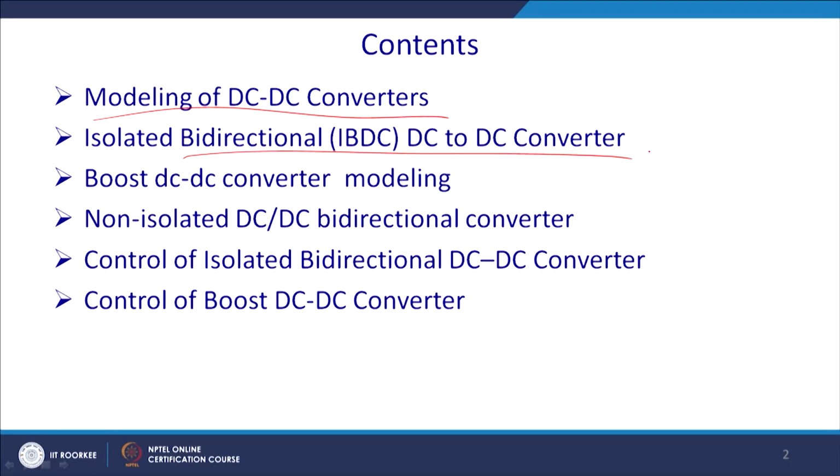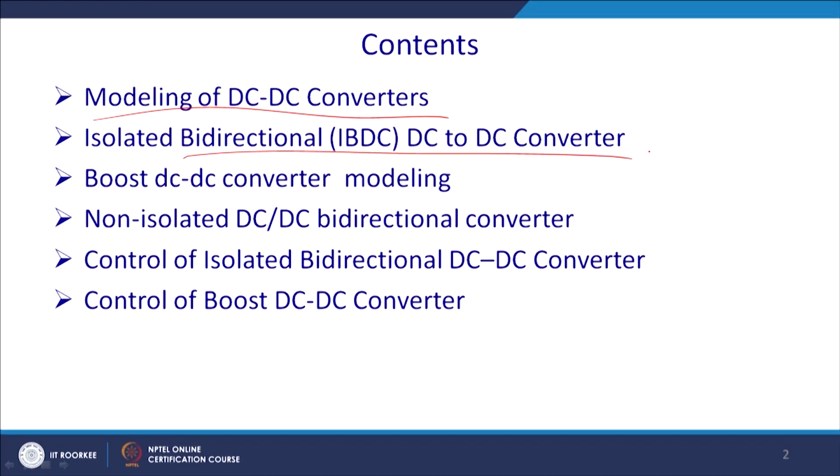Welcome to our lectures on the DC microgrid and the control. We were discussing the design and the modeling of the DC side with the active rectifier with the voltage control voltage source current control mode of operation. Now, in this class our concentration will be designing of the different kinds of DC to DC converter, designing and modeling both. So, we shall talk about modeling of DC to DC converter, isolated bidirectional DC to DC converter. We shall talk in detail.